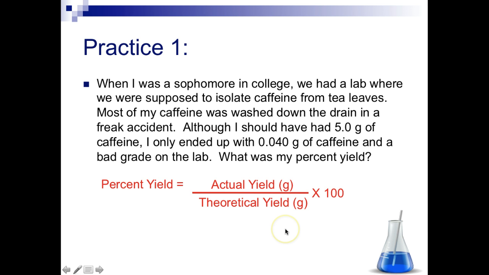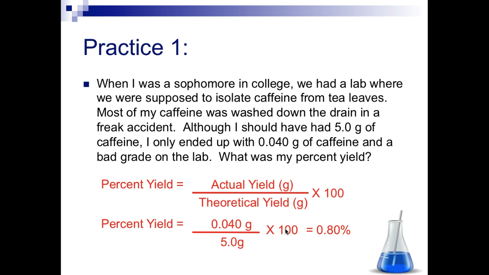Great, welcome back. What you should have done was taken your actual yield, which was 0.40 grams, divided it by 5, and times the 100, and gotten 0.80%, which is not good.